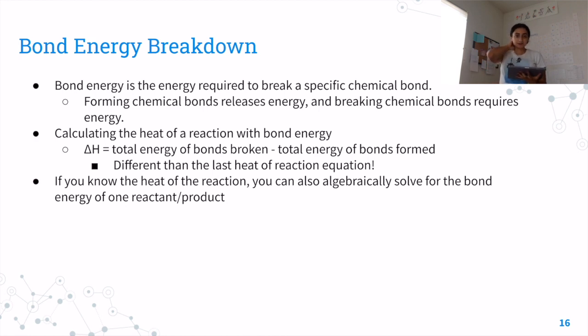And this is different than our last heat of reaction equation, where we solved for heat of reaction by doing the heat of the products minus the heat of the reactants. Technically, the bonds broken are the bonds in the reactants, but we solve differently when we are using bond energy and kind of ignore the reactants and products and just look at which bonds are formed and which are broken. So you can also use algebraic manipulation and solve for the bond energy of a specific reactant or product if you know the enthalpy of the entire reaction.